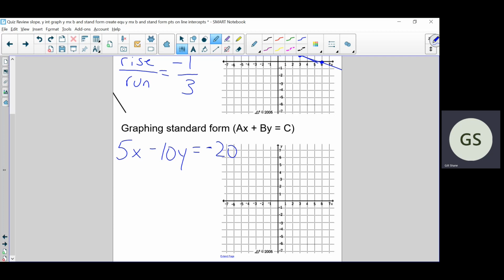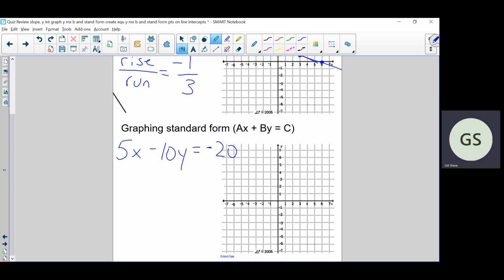How do we know which sheet to use, white or yellow? What's the question we ask? Is y by itself? No, absolutely. y is not by itself, not even close. So we need to use the white sheet that says graphing in standard form.